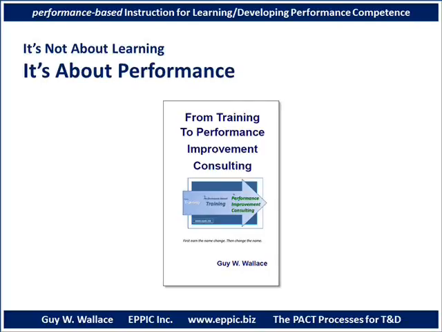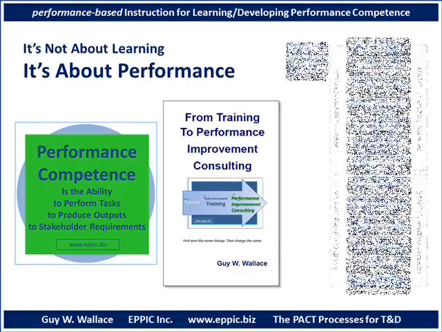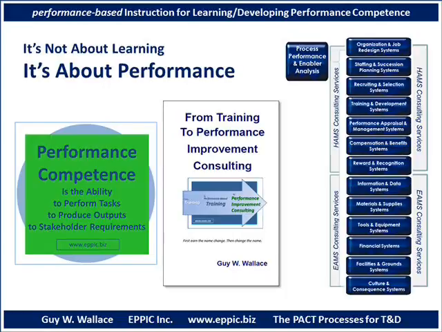It's not about learning. It's still all about performance competence, the ability to perform tasks, to produce outputs to stakeholder requirements, whether that ability is of the individual performers, of the process itself, of the entire organization, and to meet the stakeholder requirements for both process and outputs. Many times, the inability to perform tasks to produce outputs to stakeholder requirements is not due to the individual's knowledge and skills. It could be because the organization and job is designed ineffectively. It could be because the staffing and succession systems are not aligned properly, or the recruiting and selection systems, the training and development systems, performance appraisal and management, compensation and benefits, rewards and recognition.